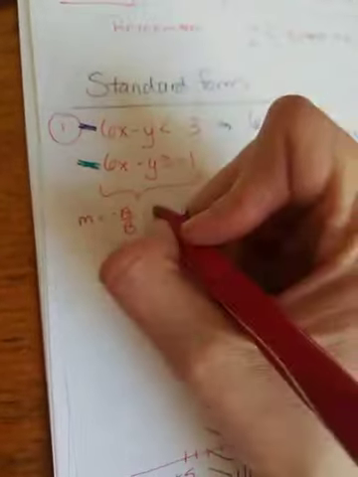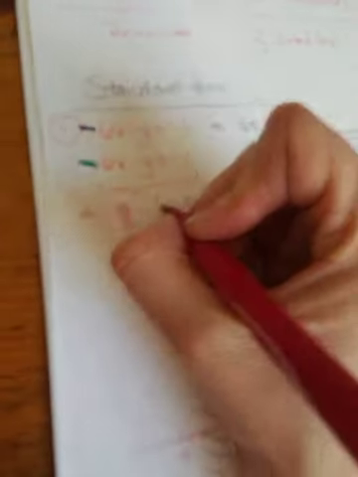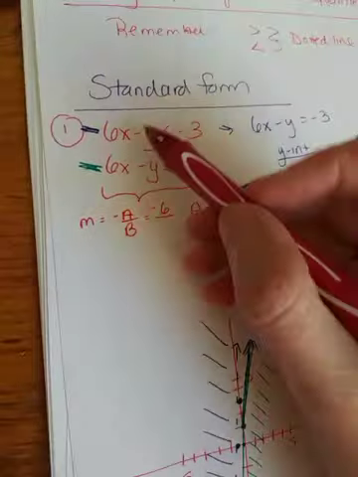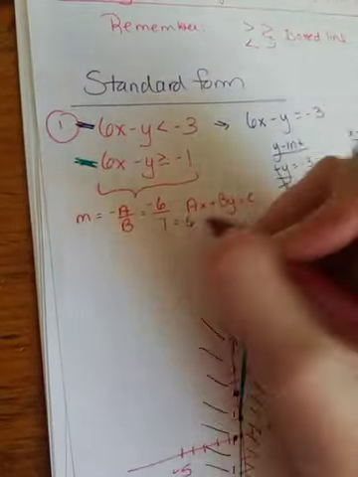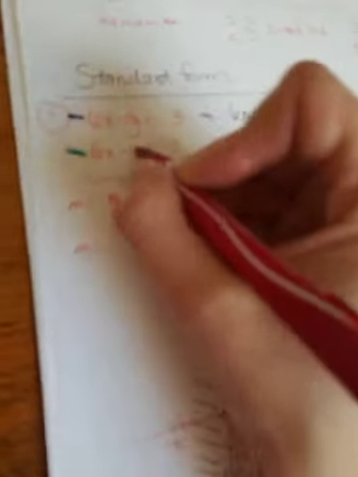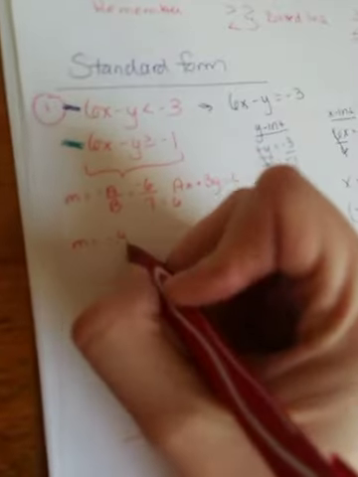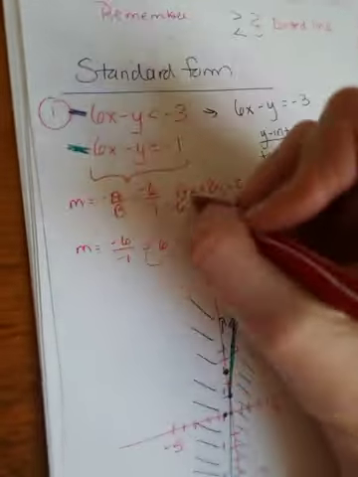So in that first equation, your a is negative 6, but I have to make it negative, and my b is negative 1. So my slope of that first line is 6. Look at your second line. Hey, my gosh, it's the same thing. It's going to be negative 6 divided by negative 1, which is 6. The slopes are the same.